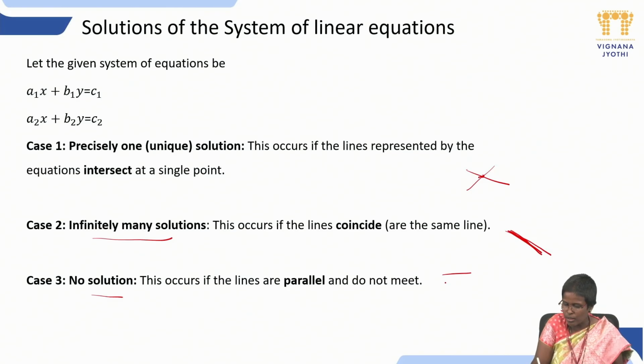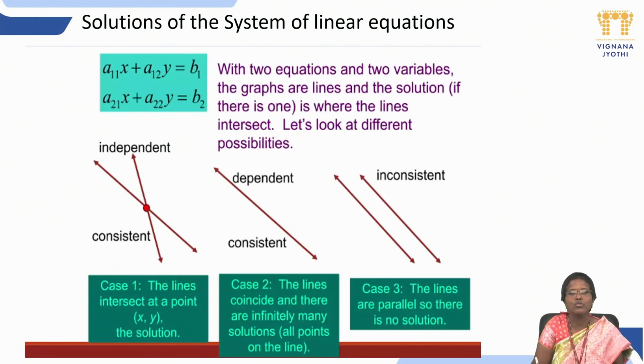Suppose there are two straight lines. They don't have any point in common. Otherwise, we can say that they are parallel lines. In this case, they have no solutions. So here we can observe the three types of solutions: unique solution, infinitely many solutions, and no solution.